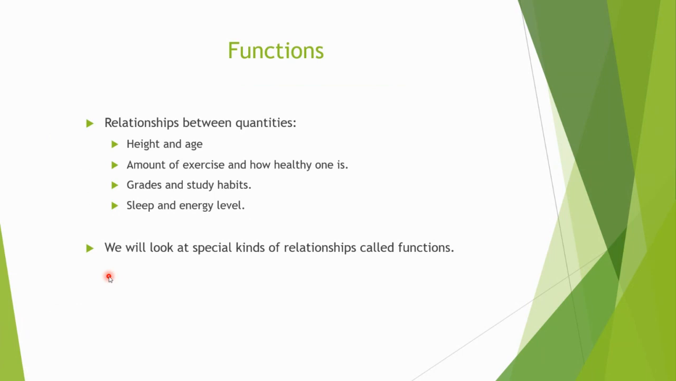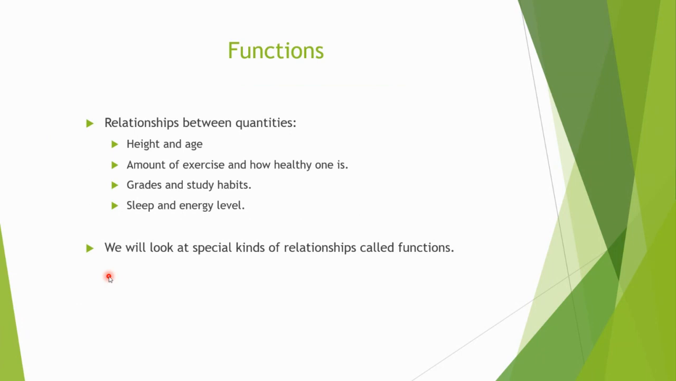But anyway, in many situations out there, you're going to have relationships between different quantities. Some examples I put on the board: age and height. One doesn't necessarily cause the other in this case, but there is some kind of relationship. Exercise and how healthy you are. With being healthy, exercise is not the only variable, but generally, up to a point at least, if you exercise, you will get healthy. Of course, grades and study habits: the better your study habits, the better your grades are.